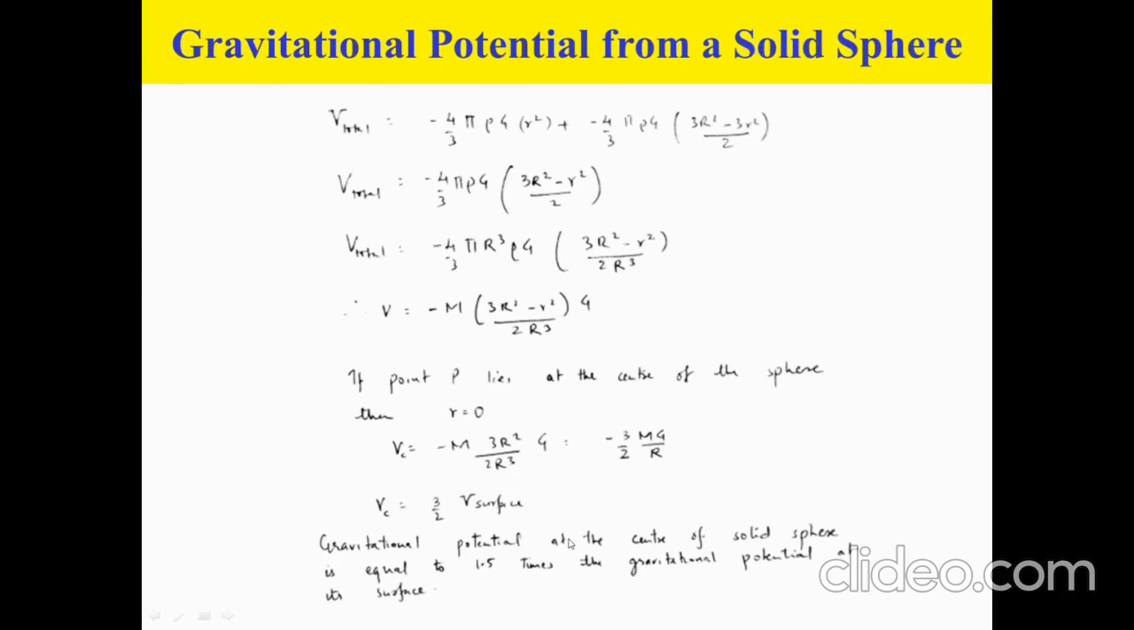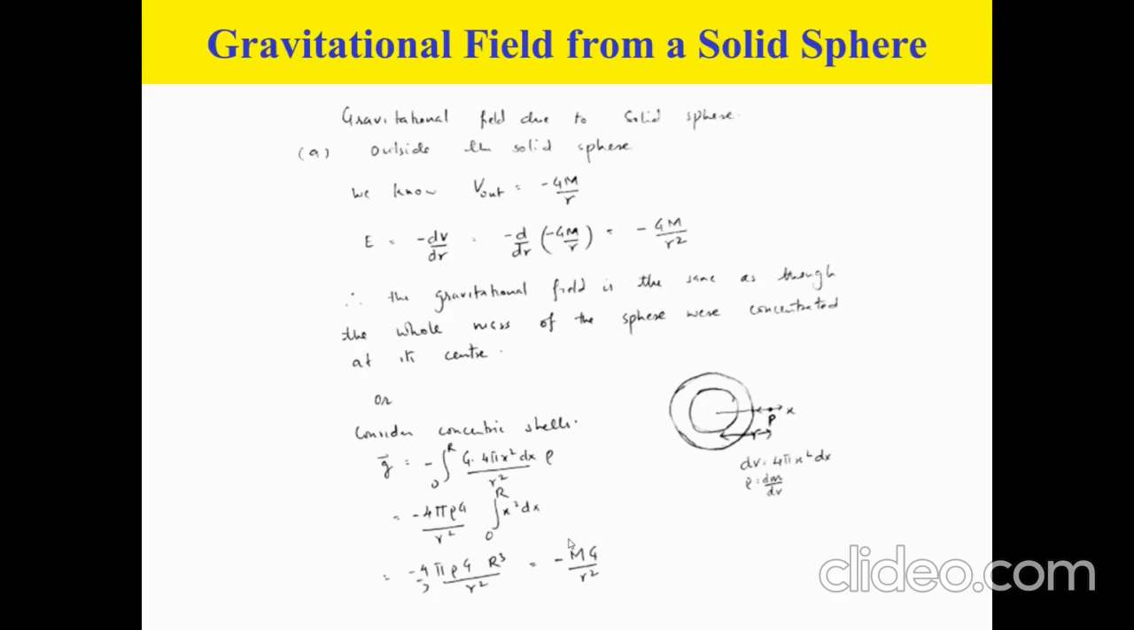We can continue along these lines and now get the values for the gravitational field of the solid sphere, because we know the values of the potential. Outside the solid sphere, we know that the potential is minus GM divided by little r. If I take the negative gradient of this function, I get minus GM/r², and that is the gravitational field outside the solid sphere. Again, it is as if the entire mass of the solid sphere is concentrated at its center.